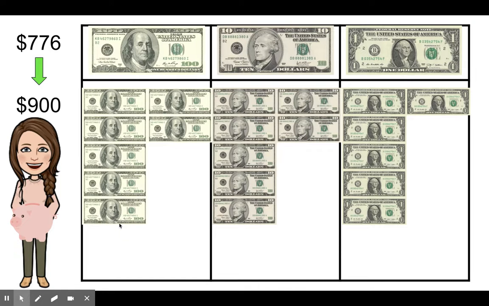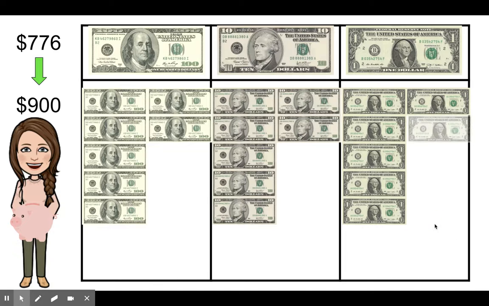Are you ready to help me count from $776 to $900? Great. Here we go. We're going to start by saying $776 because that's where we're at. And we'll count on by 1.